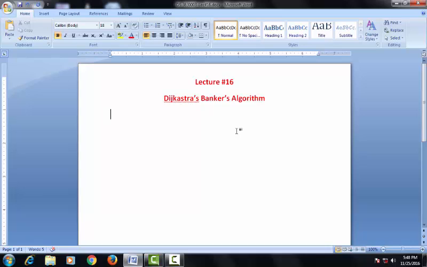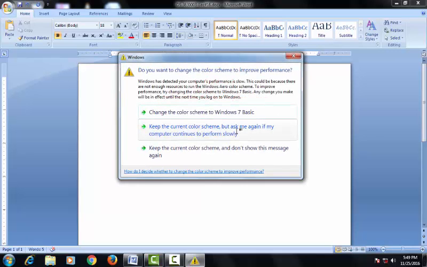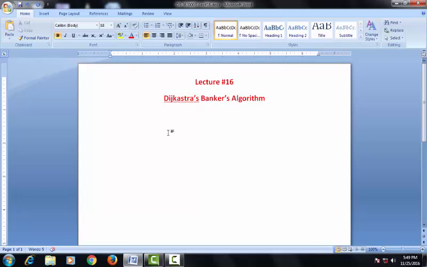The name for this algorithm was chosen because this algorithm can be used in a banking system to ensure that the bank never allocates its available cash such that it can no longer satisfy the needs of all its customers. So firstly the bank ensures how much cash it has, then it starts executing the requirements or needs of the customers. Several data structures are maintained to implement banker's algorithm. So let's write what the data structures used in banker's algorithm are and what exactly the algorithm is.